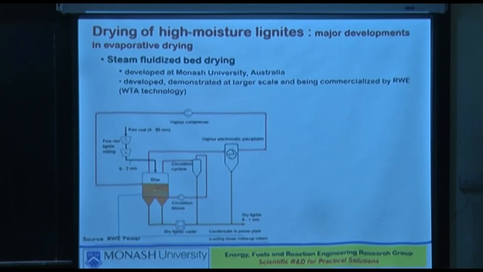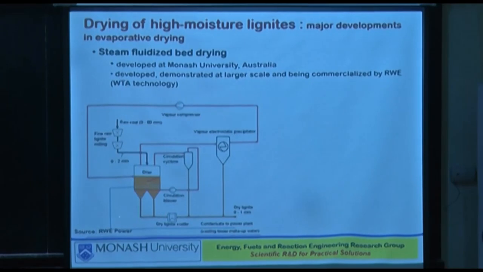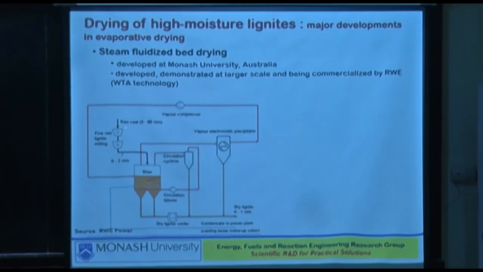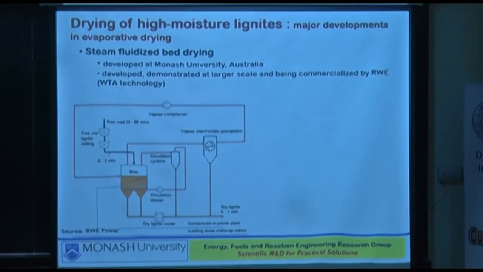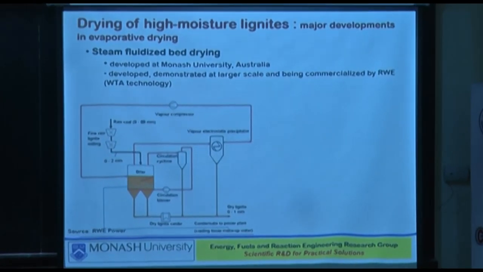Anyway, so this is the fluidized bed. And what happens in here is that the raw coal up to that size is sent through the lock hoppers.